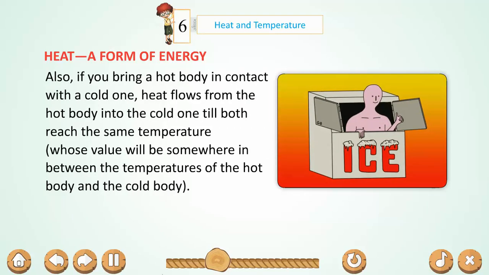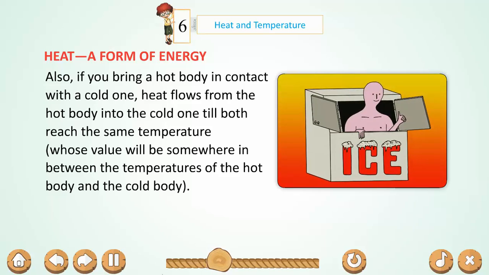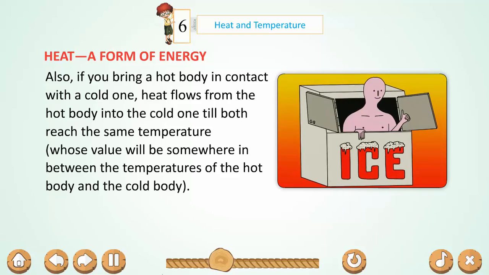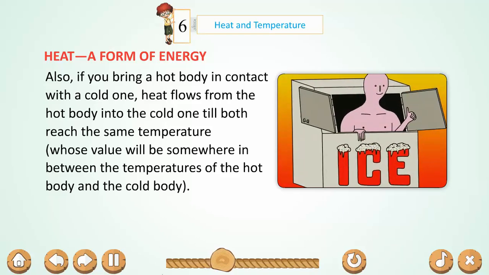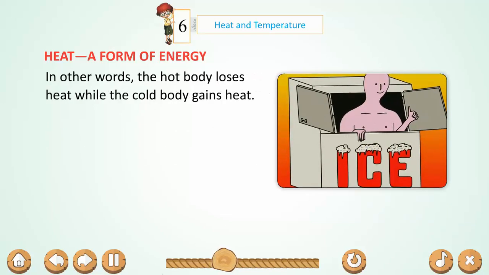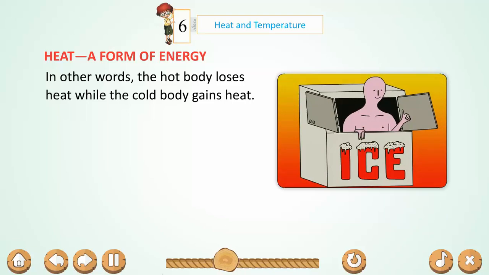Also, if you bring a hot body in contact with a cold one, heat flows from the hot body into the cold one till both reach the same temperature, whose value will be somewhere in between the temperature of the hot body and the cold body. In other words, the hot body loses heat while the cold body gains heat.